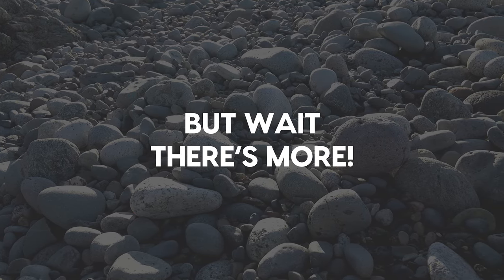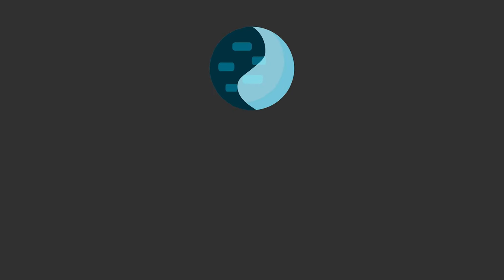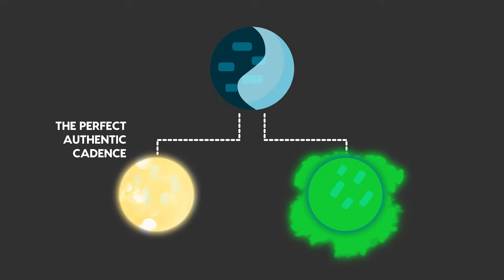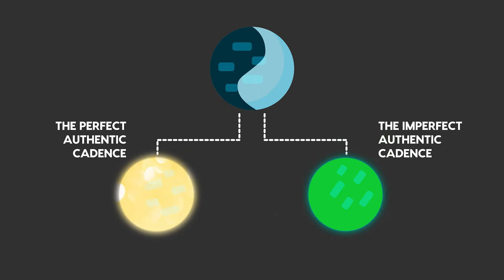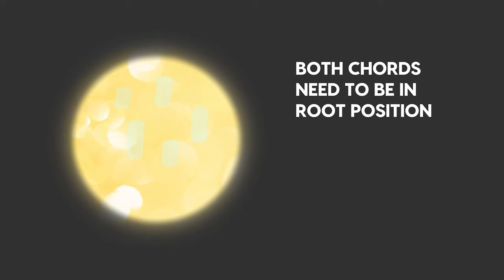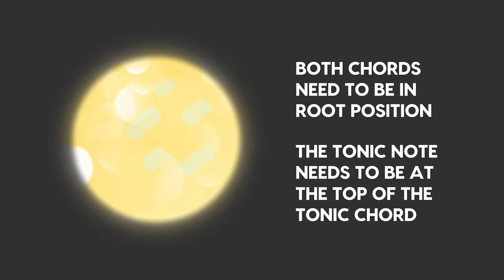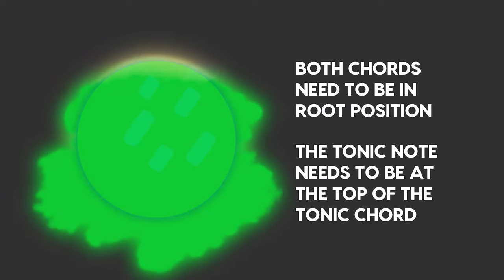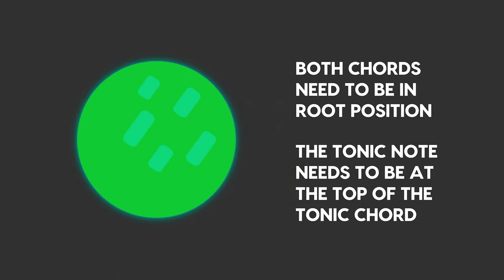Well, don't get too comfortable, because there are actually a couple of subcategories of authentic cadence worth knowing about. The perfect authentic cadence and, you guessed it, the imperfect authentic cadence. For an authentic cadence to be quote-unquote perfect, both chords need to be in root position, and the tonic note needs to be at the top of the tonic chord. Those conditions and the rules of traditional counterpoint mean we also get this nice leading tone resolution. And an imperfect authentic cadence is an authentic cadence in which one or both of those conditions aren't met.